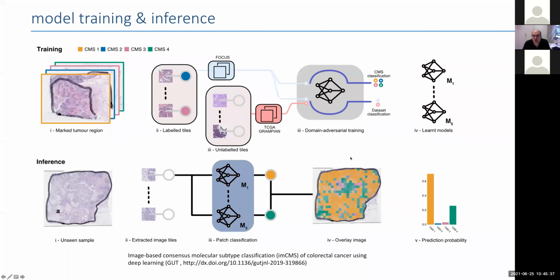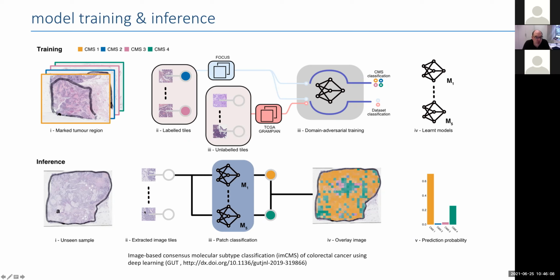applied a domain adversarial training technique to make sure that we don't learn features that are specific to one given cohort. So we use the labeled samples from one cohort. From the other 2 cohorts, we essentially just use unlabeled tiles to make sure that we don't learn any features that are specific to one cohort. We learned 5 different models. These are now ResNet 50 models.